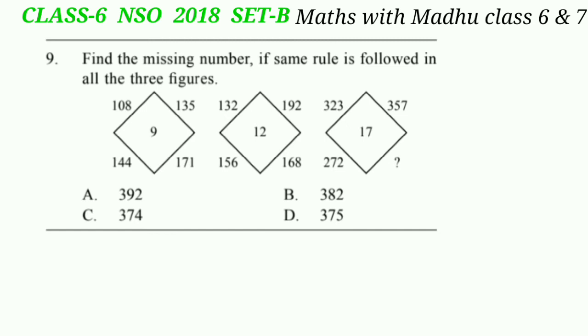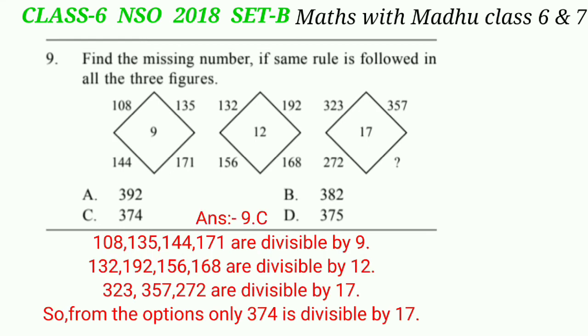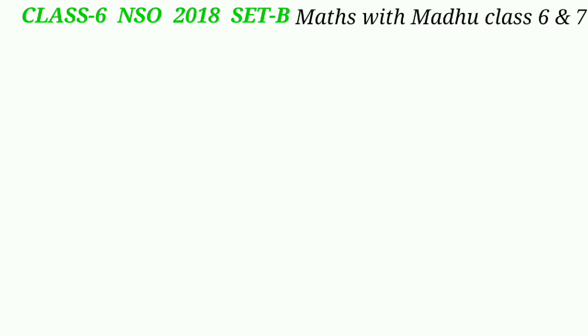Now question 9. Find the missing number if the same rule is followed in all the three figures. Look at the figures. The rule followed here is 108, 135, 144 and 171 all are divisible by 9. Similarly, in the second figure, all are divisible by 12. Now look at the third figure. 323, 357, 272 all are divisible by 17. From all the options, only 374 is divisible by 17. So the correct answer will be option C.